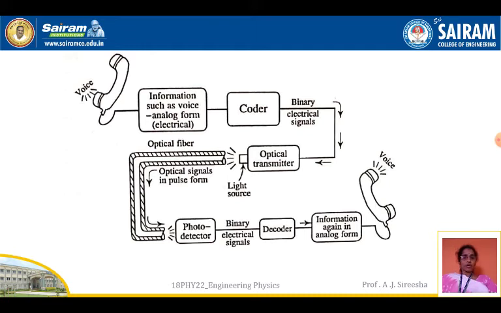What does a decoder do? Binary electrical signals are converted into electrical signals in analog form, and this analog electrical information is given to the receiver, where you can hear the voice at your receiver end. So, this is a block diagram of a point-to-point communication system.